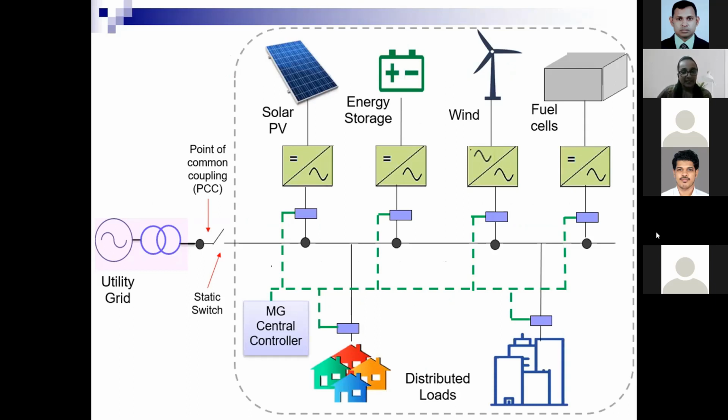Microgrids operate, as I mentioned before, in either grid connected or islanded mode. When the utility grid fails, the point of common coupling allows the microgrid to disconnect from the grid and operate as an independent electrical island.